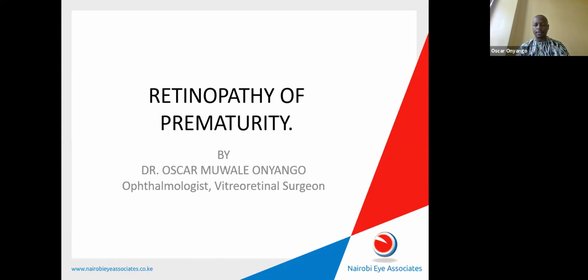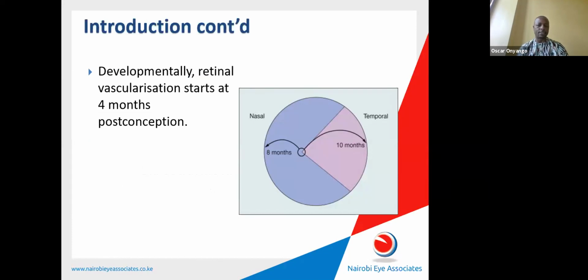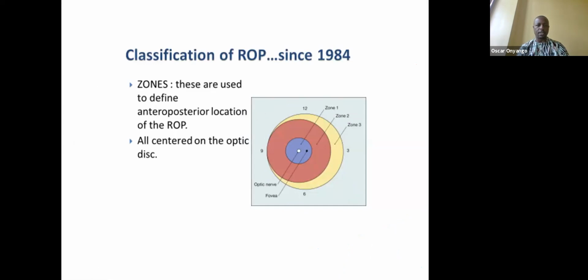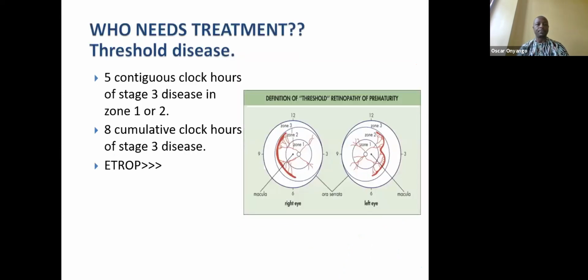I'll go through several slides which Sarah has already mentioned, but I'll emphasize more the treatment modalities towards the end. Sarah talked about when the retina starts development, from around 4 months, starting at the optic disc area. By the 8th month, we expect the blood vessels to reach the end of the nasal retina, and by 10 months, which is 40 weeks, the temporal side. Classification and staging, Sarah went over that pretty well. You do realize in the eye we use a lot of pictures, keeps us entertained, and nobody will fall asleep.